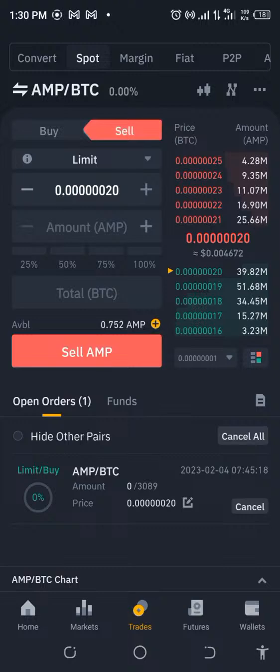So as you can see here, we have not yet sold our BTC to AMP. I mean, we've not been able to buy AMP with our BTC. All right, and this is almost 6 hours. Now I'm doing this step by step to show you the real picture.